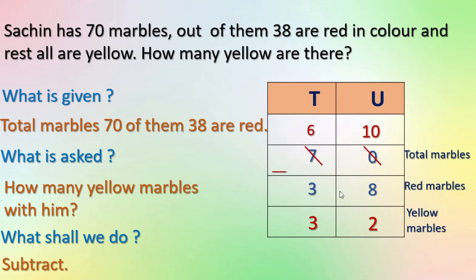Right? 38 red marbles and 32 yellow marbles together make 70 marbles. That is nothing but the total number of marbles with Sachin. Got this, children? Very simple. Only thing is you have to understand the given sum.